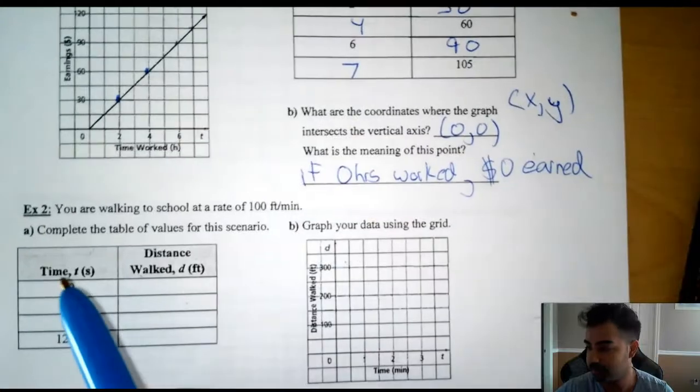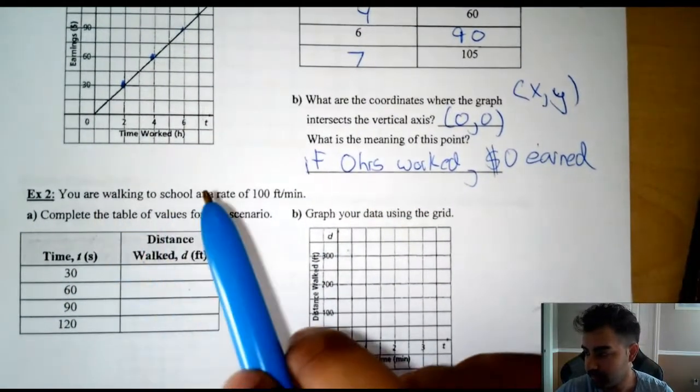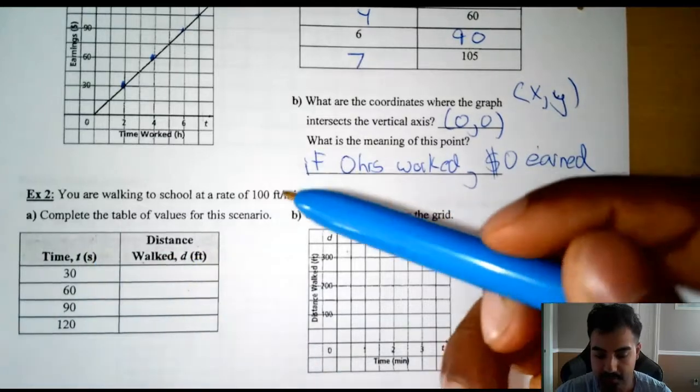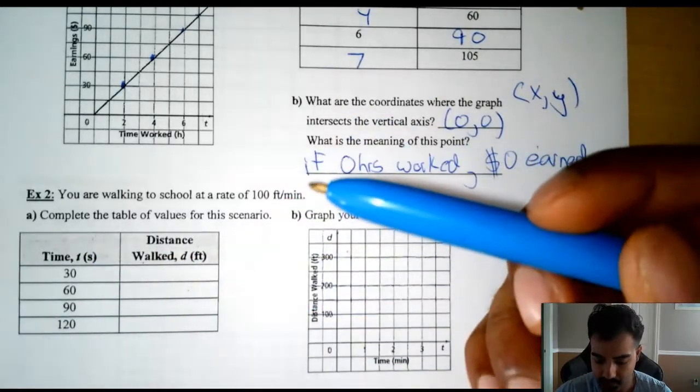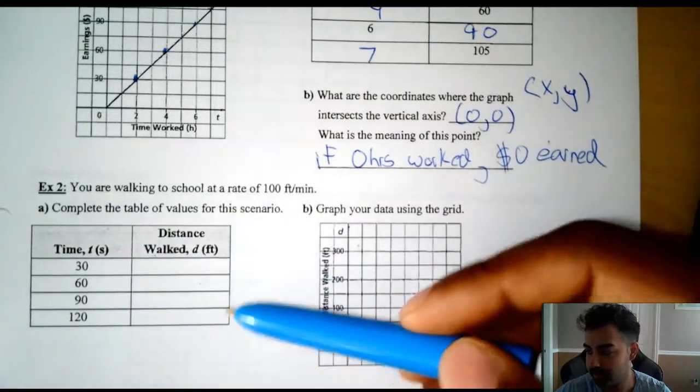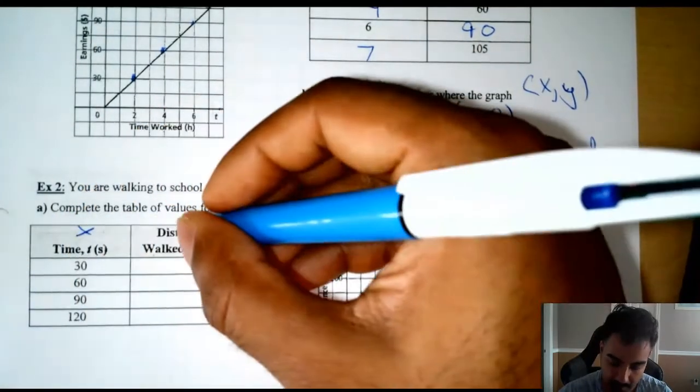Let's go to example 2. You're walking to school at a rate of 100 feet per minute. Complete the table of values for this scenario. So here we have to create the table of values, the x values, the y values, right? So let's write down x and y.